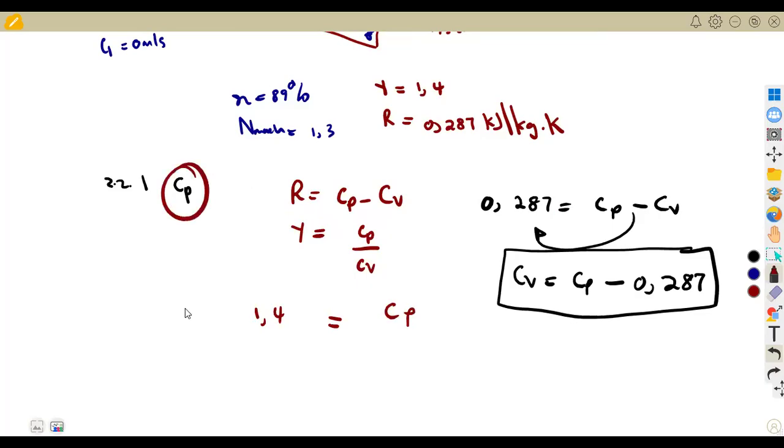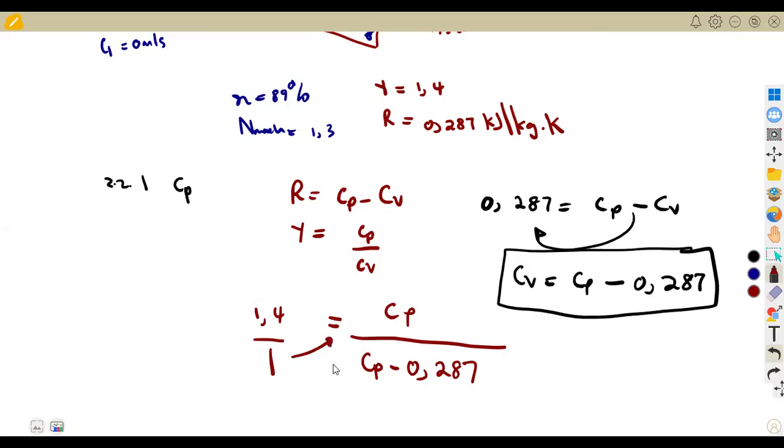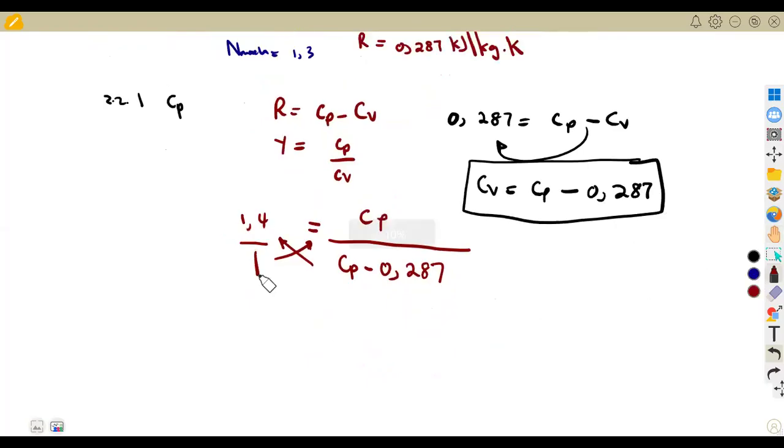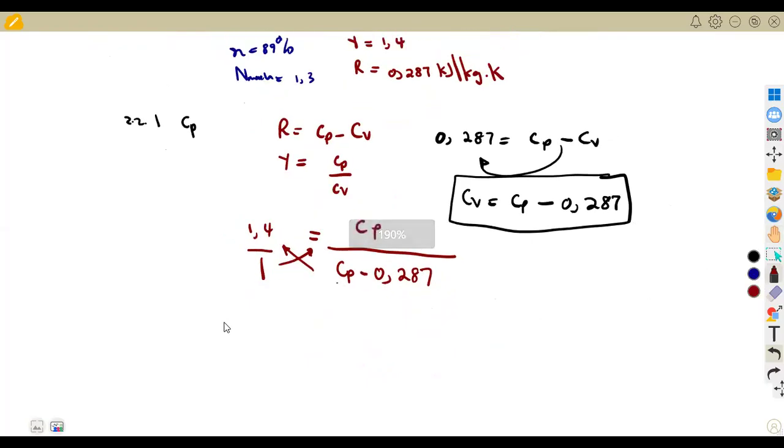Remember, you're supposed to calculate CP. So we are going to make CP the subject. All right, over the CV, from this part of CV that we had as the subject, we're going to have this as CP minus 0.287. Then we can calculate our CP. It's now an equation that we have here. So how can we solve this? We're going to cross multiply this side and this side. So 1.4 is going to multiply everything. So let's multiply by 1.4. This is 1.4 times CP minus 1.4 times this value.